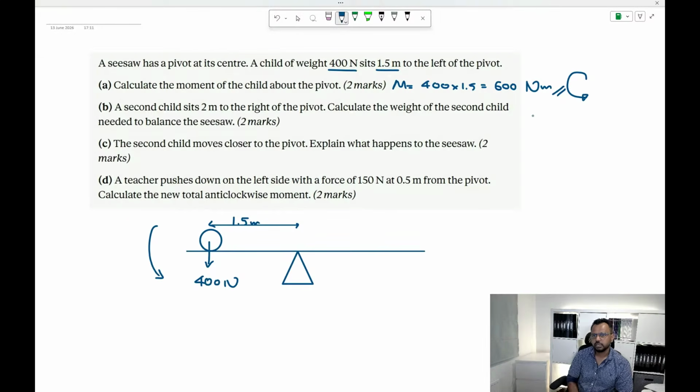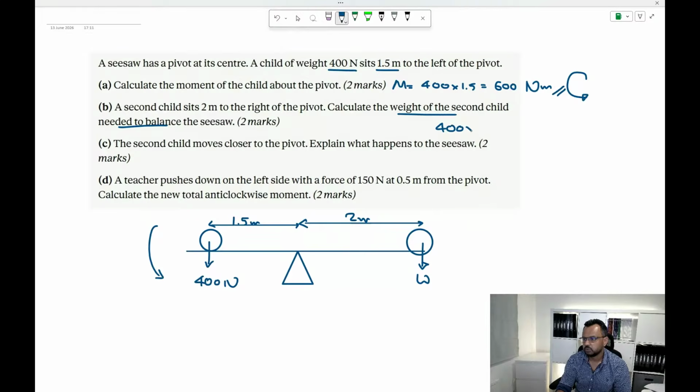Next one. A second child sits 2 meters to the right of the pivot. Okay. Second child, 2 meters to the right. So the distance here is 2. Calculate the weight of the second child needed to balance the seesaw. Right, okay. If the child can balance the seesaw, what will happen?